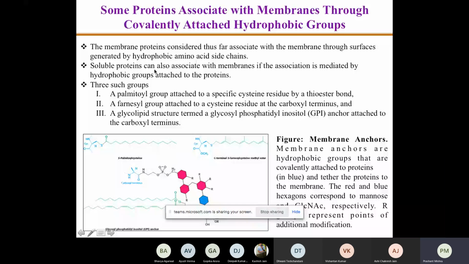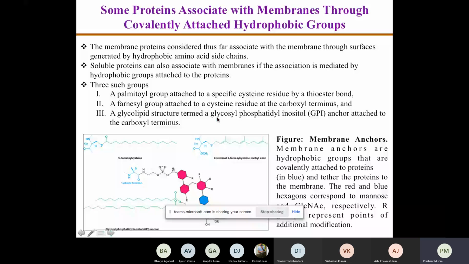Now, soluble proteins can also be associated with the membrane if the association is mediated by a hydrophobic group attached to the protein. So there are three variations which occur. One is where a palmitoyl group is attached to a specific cysteine residue by a thioester bond. So this is a thioester bond between the protein structure and the rest of the membrane.